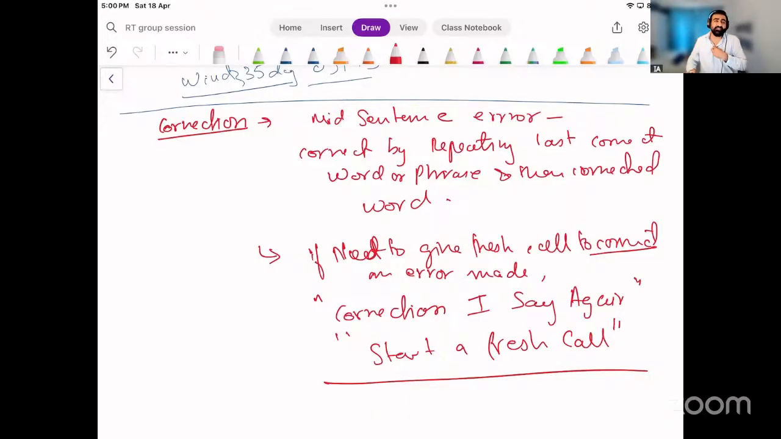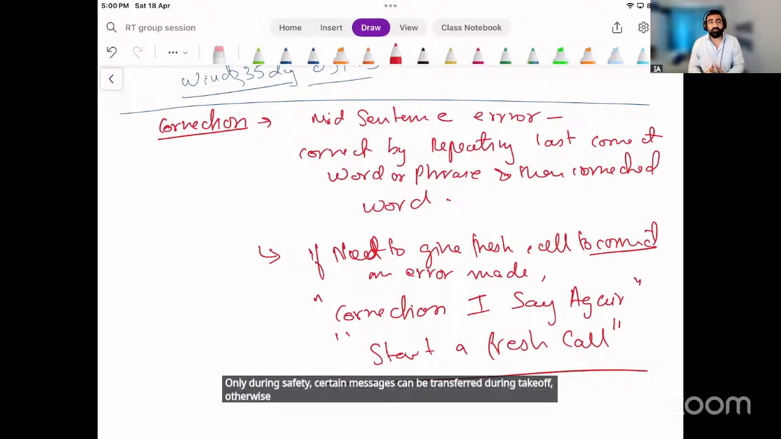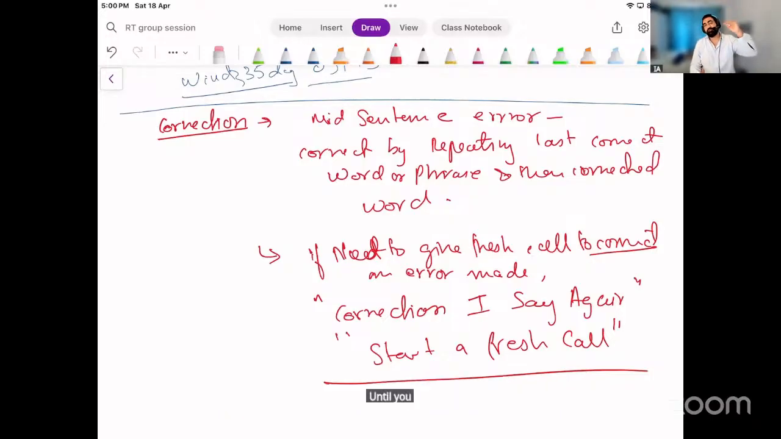Only for safety can certain messages be transferred during takeoff. Otherwise, during takeoff, no messages are transmitted back and forth until you reach a particular point, maybe flaps up or a certain point. But in the event of safety, you can talk.